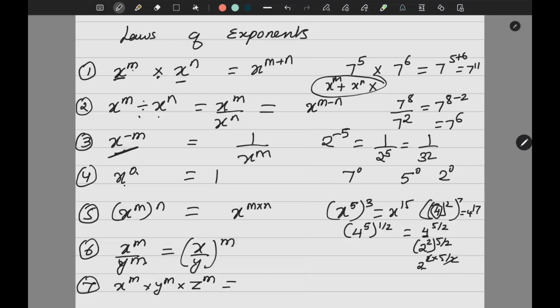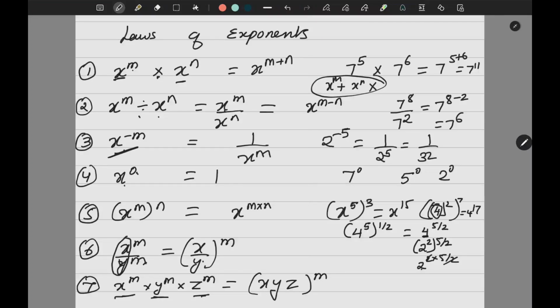If you have the same power but the base is different, you can always write like this. And then this property is also very important. Base is different but power is same. And remember, it is not addition, it is multiplication, then only it works. So you write it (xy)^m.